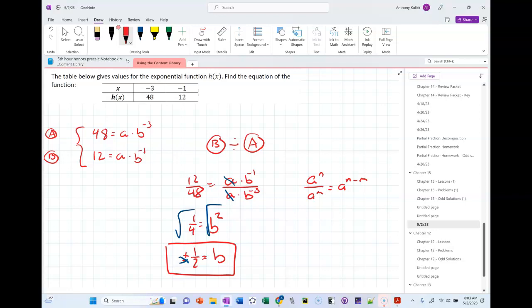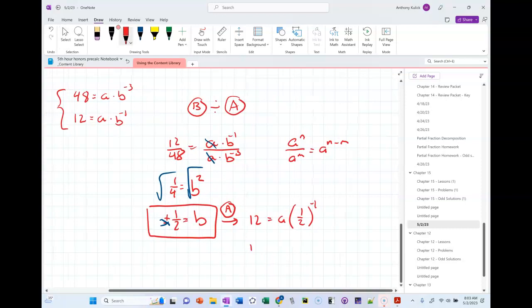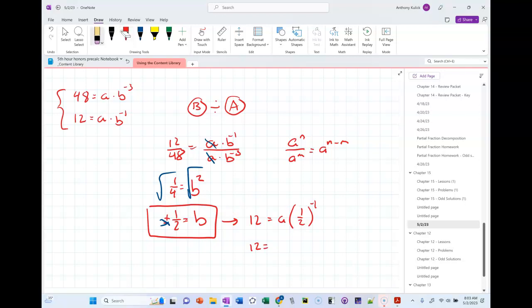From there, we're going to substitute that back into either equation A or B. It doesn't matter. I'm going to choose to plug it back into equation A because the exponent on the b is a little bit nicer than the other one. What is 1/2 to the -1? Oops, I meant that plugging into equation B, sorry. That was confusing, my apologies.